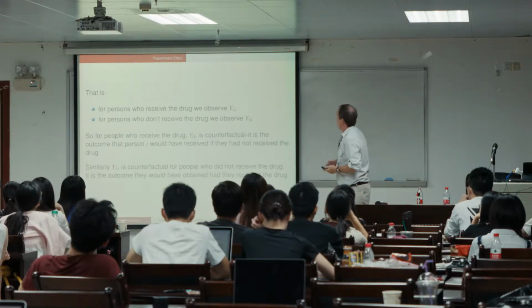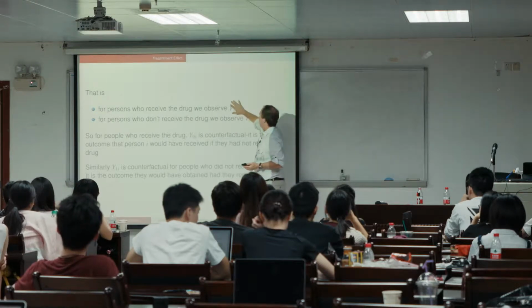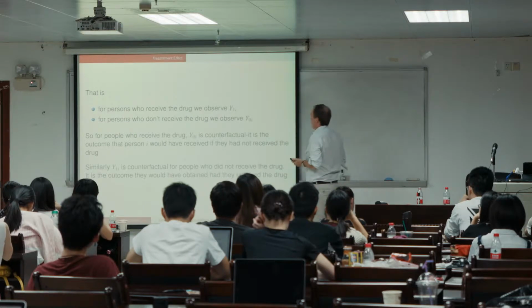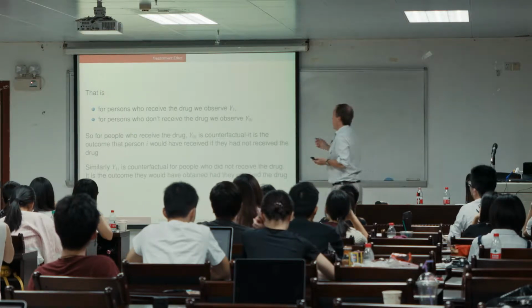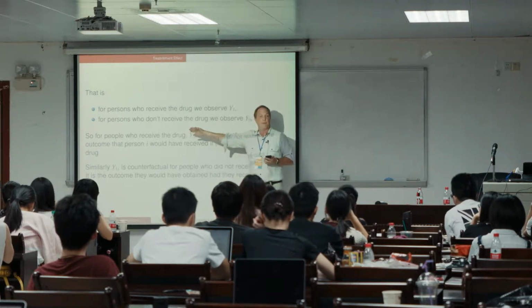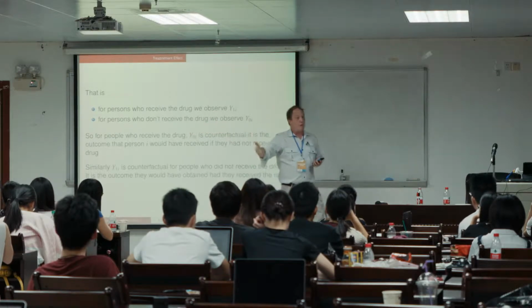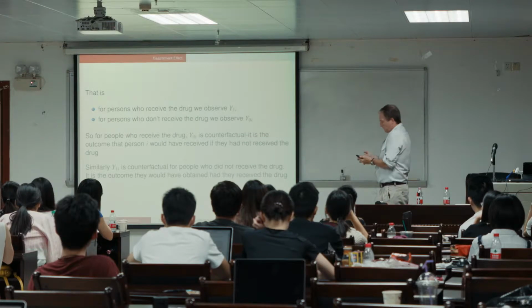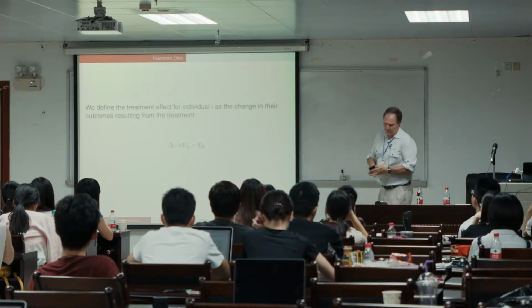I think I've said pretty much all this. So for persons who receive the drug, we're going to observe Y1. For persons who don't receive the drug, we're going to observe Y naught. And in this sense, Y naught is counterfactual for the people that receive the drug. It's a well-defined thing. We can think about what it is, but it's not something that we're generally going to observe. Okay, so that's a basic treatment effect framework.